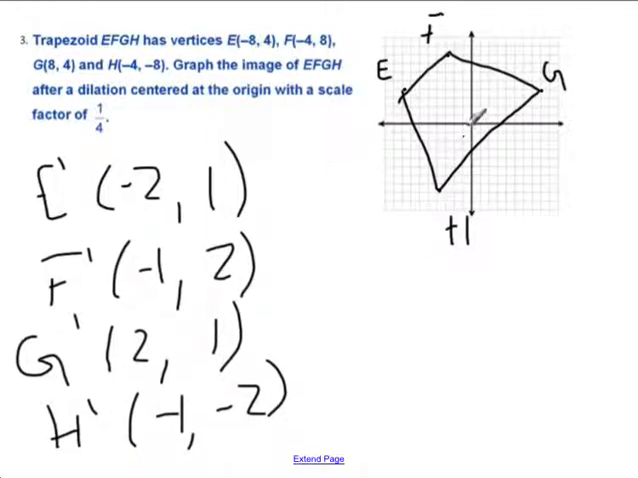So let's go ahead and graph that. We're going left 2, up 1 to start off with, and that's going to be our E prime. Then for F prime, over 1, up 2, that's right there, so that's our F prime. For our G prime, over 2, up 1, which is right there, so that's our G prime. Remember, G prime represents the image. Then -1, down 2 is going to be H prime. So this right here is our smaller trapezoid, and it's 1/4 of the size of our original.